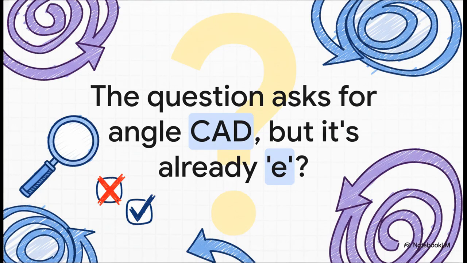And this brings us right back to that central mystery. The question asks for angle CAD, but the diagram literally points to it and says this is E. So why is the mark scheme giving a totally different answer? There's clearly more going on here than meets the eye. We need to dig a little deeper.